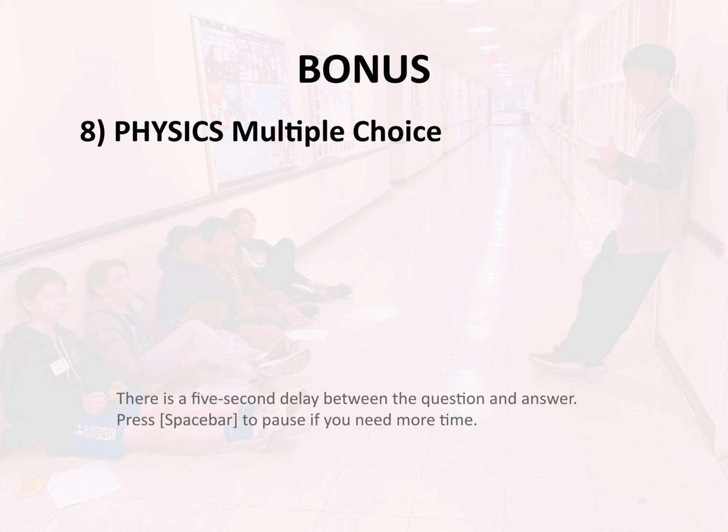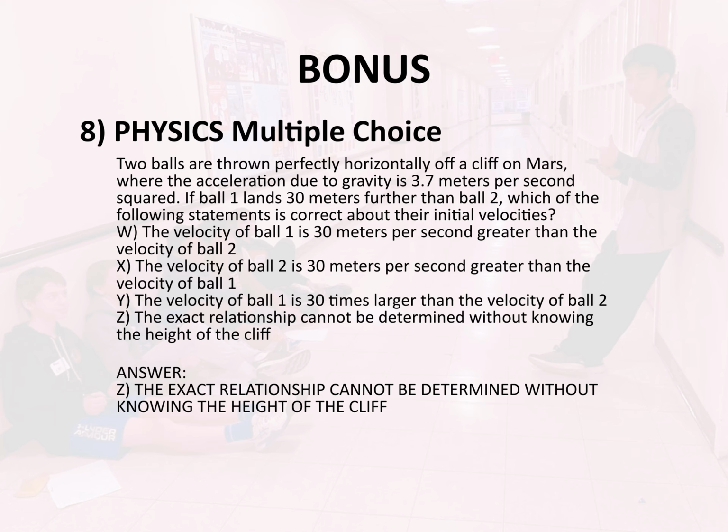W. The velocity of ball 1 is 30 meters per second greater than the velocity of ball 2. X. The velocity of ball 2 is 30 meters per second greater than the velocity of ball 1. Y. The velocity of ball 1 is 30 times larger than the velocity of ball 2. Z. The exact relationship cannot be determined without knowing the height of the cliff. Answer. Z. The exact relationship cannot be determined without knowing the height of the cliff.